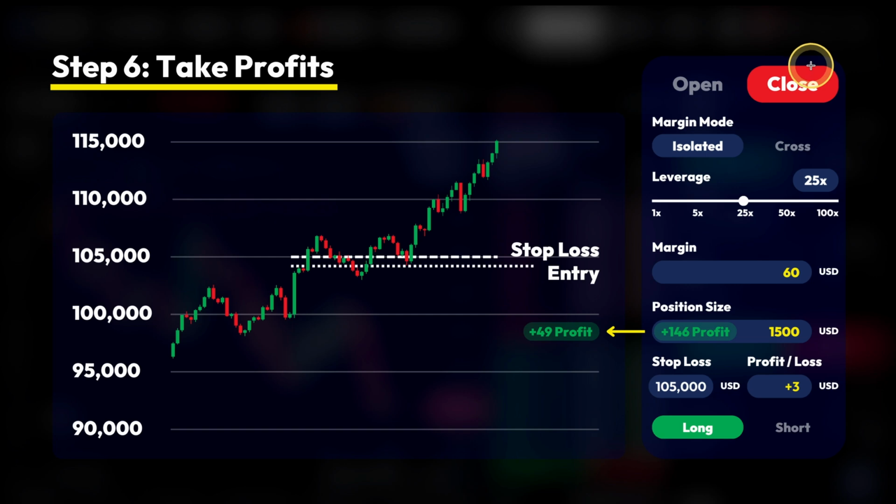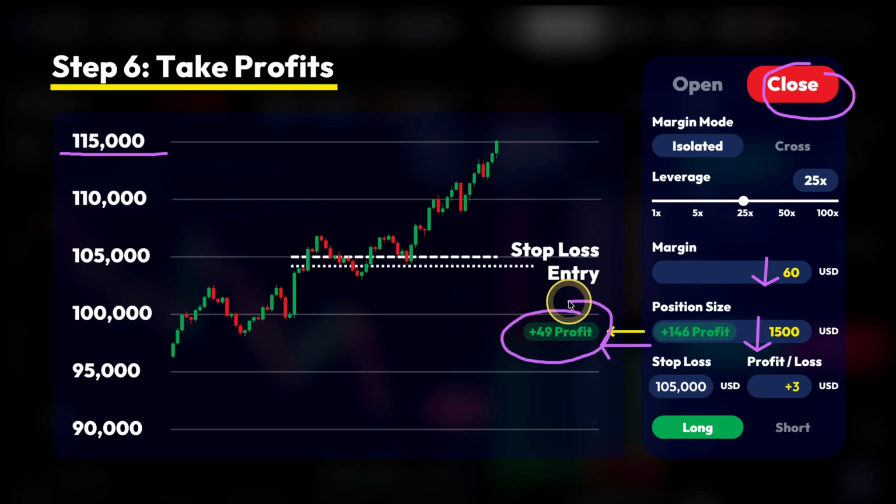We can easily do this by going here to close and then, for example, taking out a quarter of this trade. This means our margin gets reduced from $80 to $60, the position size from $2,000 down to $1,500, and from a total profit of $200 in this case, where the price is already at $115,000, we take 25% of the profits, which is around $50 of profit that are already secured in this case.